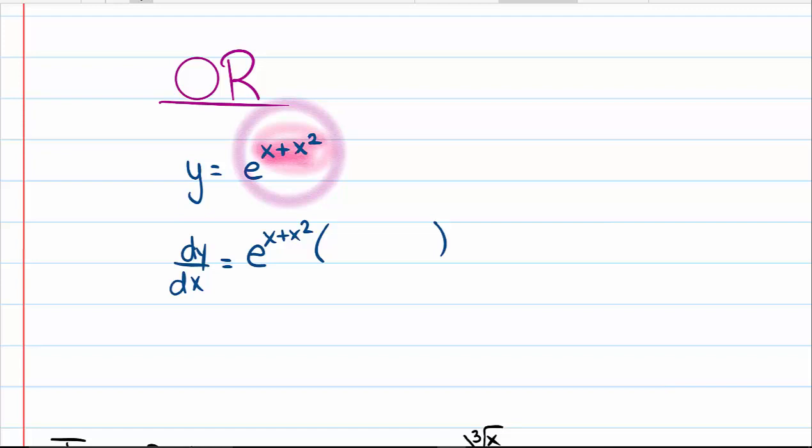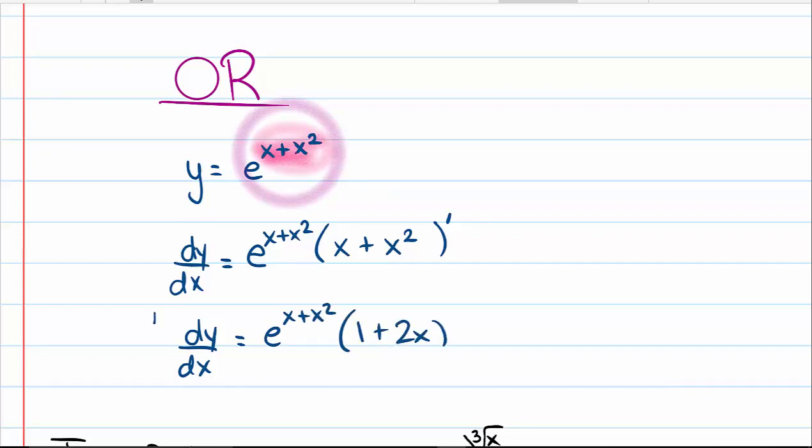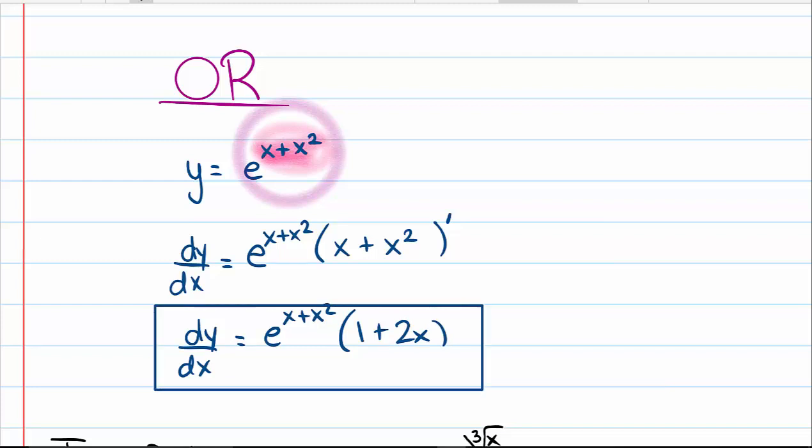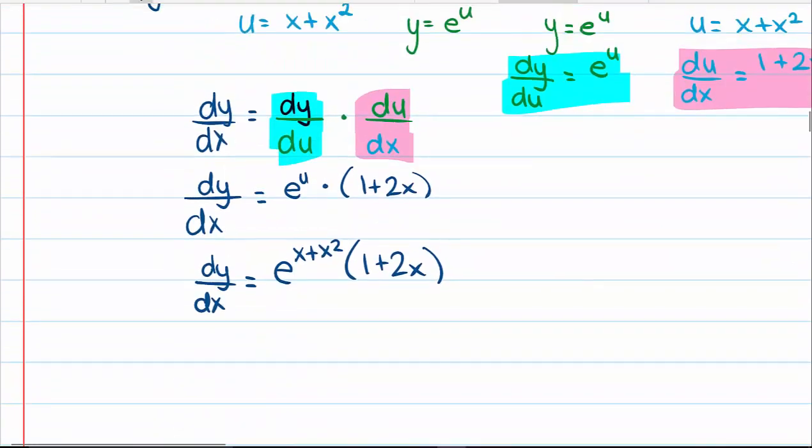So it's times the stuff when you take the derivative of it. That's the chain rule, right? It's the derivative of the stuff. So then your answer is dy/dx equals e to the power of x plus x squared times 1 plus 2x. And you end up with the same answer. I like doing the Newtonian way, but it works either way.